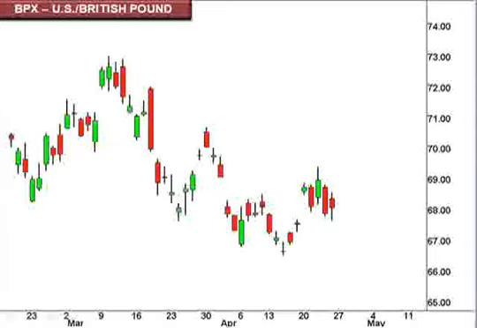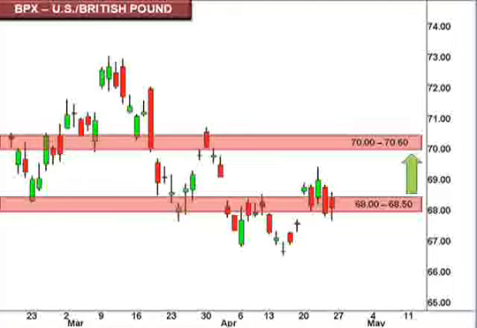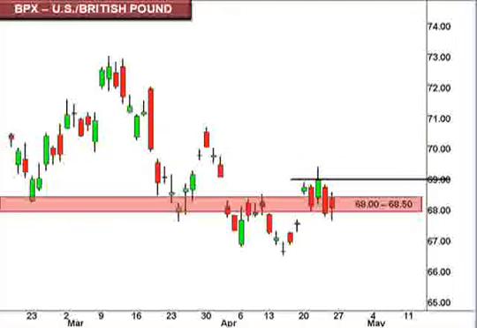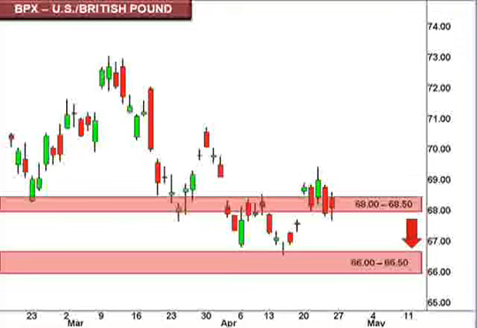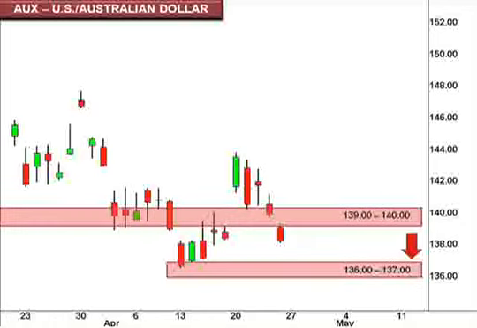Well, the BPX, the U.S. versus the British pound, is consolidating within our 68 to 68.5 range for the week. Now, a bounce here could test as high as 70 to 70.5. We'd be looking for a break and a close above 69 to confirm the possibility of this move. Failure here is likely to give way to a test of our lower focal zone identified here within that 66 to 66.5 range.